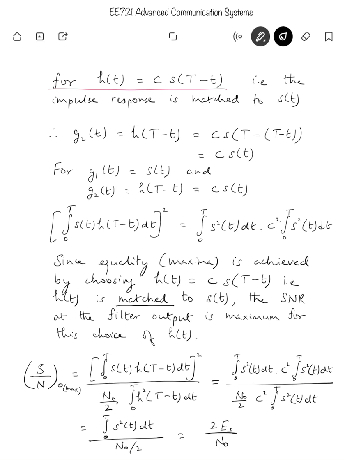So this integral of s square of t and integral of s square of t, c square and c square, these are all cancelled. So we are left only with this term, right? That integral denotes the energy of the transmitted signal, which we denote by Es, and the n naught by 2 in the denominator, we can bring the 2 to the numerator. So we have the signal to noise ratio given by 2 times Es by n naught.